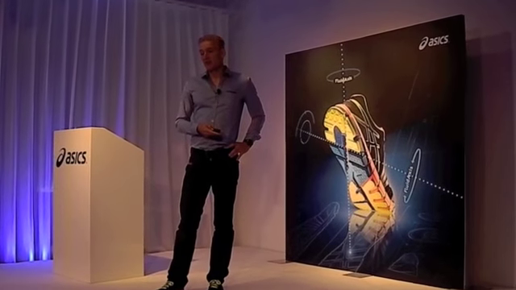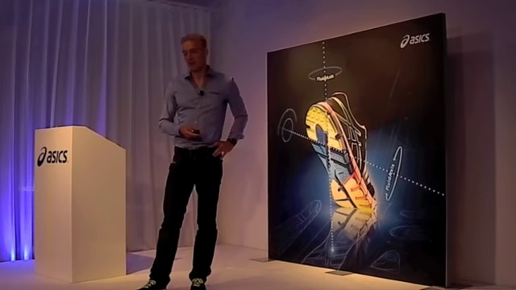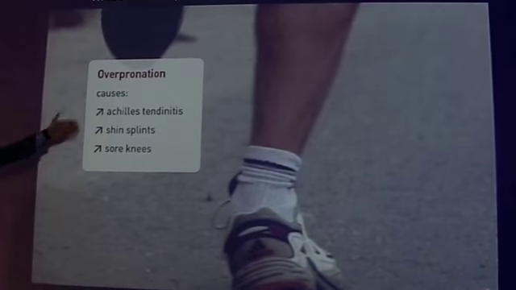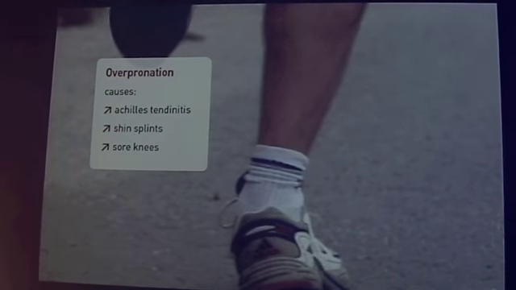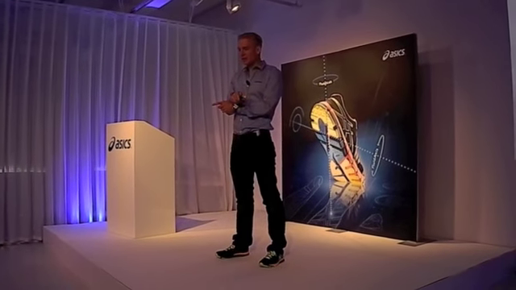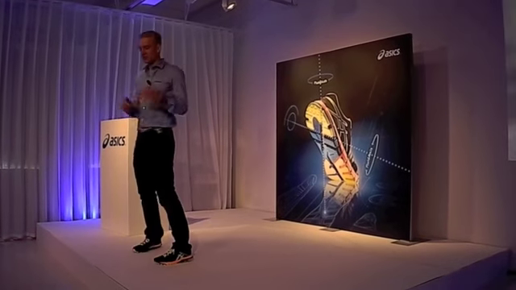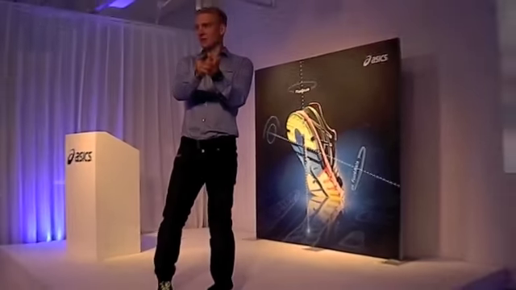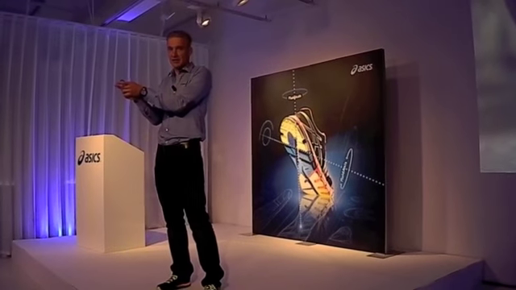But feet move individually, and shoes have to be fitted to the personal stride. And of course, there is overpronation, and overpronation causes problems. It does not necessarily, but it can cause Achilles tendinitis, shin splints, sore knees. But, and this is complicated for the retailers, we have another way of running, the opposite one, which is supination, causing similar problems like Achilles tendinitis and shin splints. So you cannot say, okay, because of this injury, he must have this way of running. You cannot do that.